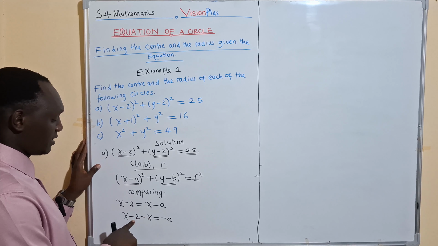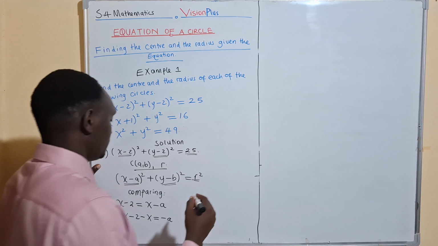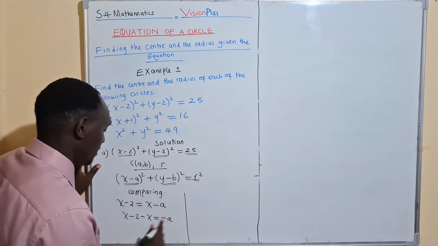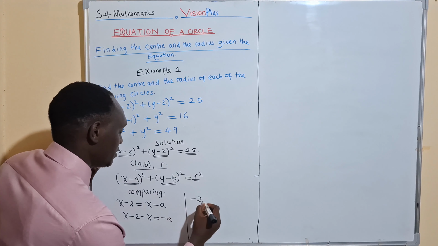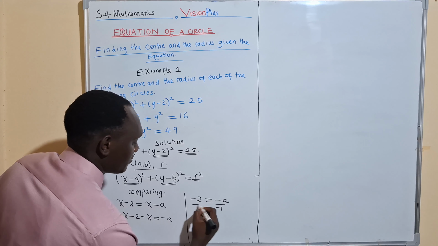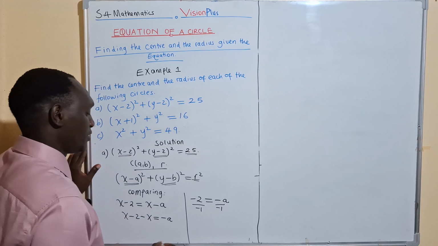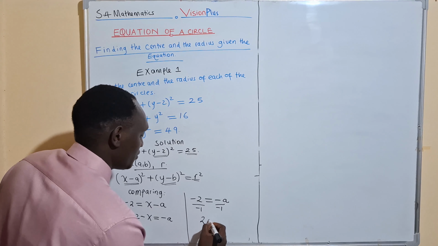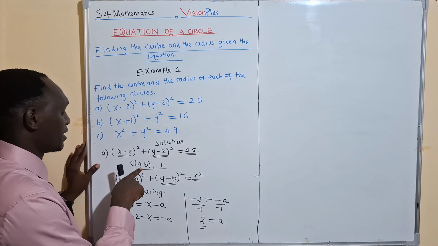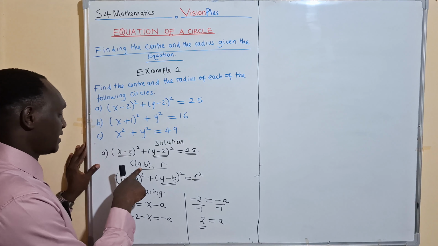That will leave us with negative 2. So from here, we shall have negative 2 equals negative A. Dividing both sides by negative 1, we shall find that 2 equals A. So we have got A, which is one of the coordinates of the center.